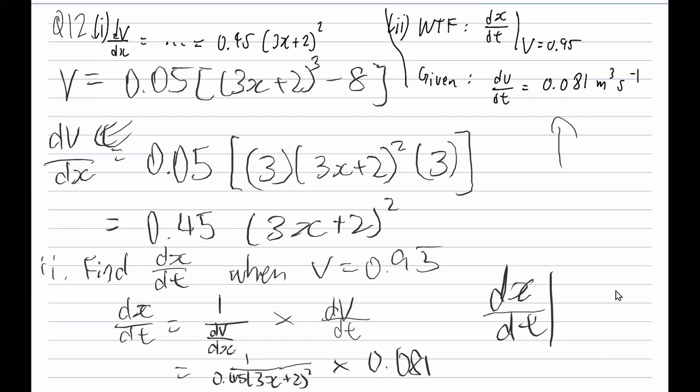No. Okay, wait. V equals 0.95. Correct. So, the volume of what shape? 0.95. Yes. They didn't give you a shape, but they gave you the formula. So you just equate to 0.95. Then solve for x. After you find x, you substitute the x into dx by dt.